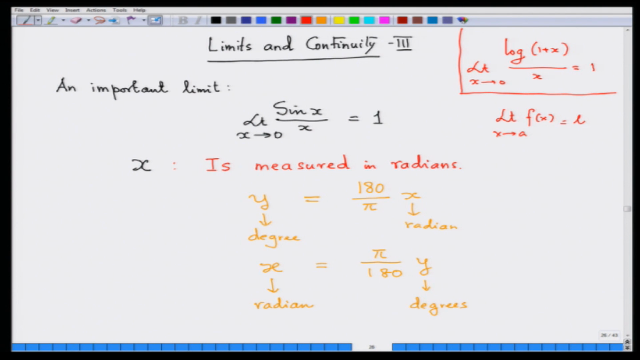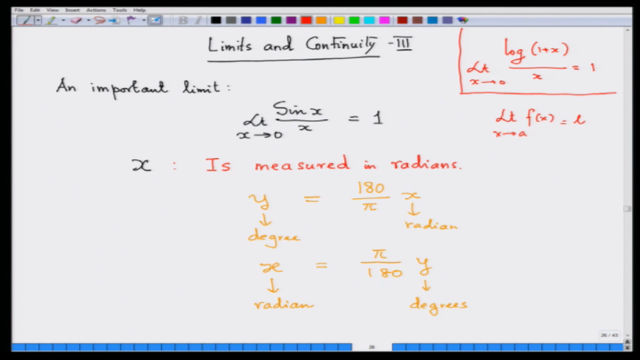of the function f. Here you see for whatever x that you take on both sides of 0, sin x by x is a perfectly valid function, it has a numerical value, but at 0 it is meaningless because it will become 0 by 0. But it still has a finite limit. So, this is f(x), this is your a which is not in the domain of this function, a is 0 here and L is 1 here.